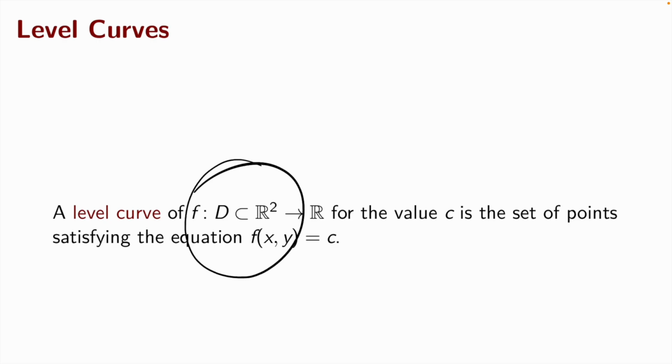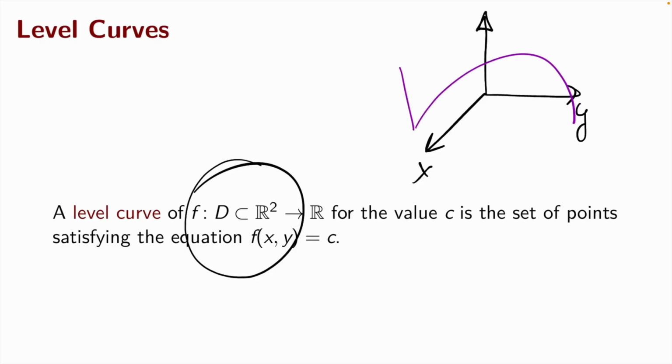So if the domain is R2, so we have this R2 in the domain of the function, and we need one more dimension to actually draw the graph. So we can have, for instance, a surface that looks like this. So we can actually graph a function that goes from R2 to R.